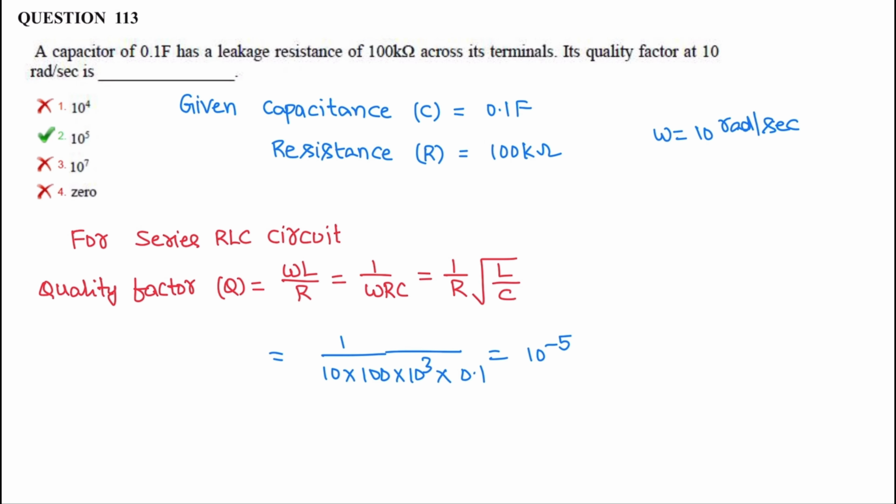For a series RLC circuit, quality factor Q is 10 power minus 5. In the question, they haven't mentioned whether it is a series RLC circuit or a parallel RLC circuit. So we need to assume it as a parallel RLC circuit. According to the parallel RLC circuit assumption, quality factor Q is 10 power 5.